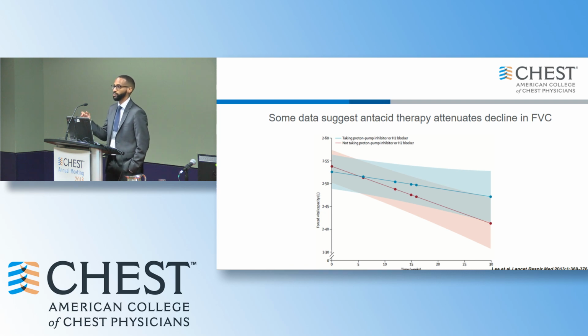She took the placebo arm of 3 randomized controlled trials and looked at who was on PPI and who was not on PPI. And what you can see is the blue line is those on antacid therapy. They had an attenuated decline in their FVC both at 30 weeks and again at 52 weeks. And also, these patients had fewer exacerbations when compared to the no antacid reflux therapy group.